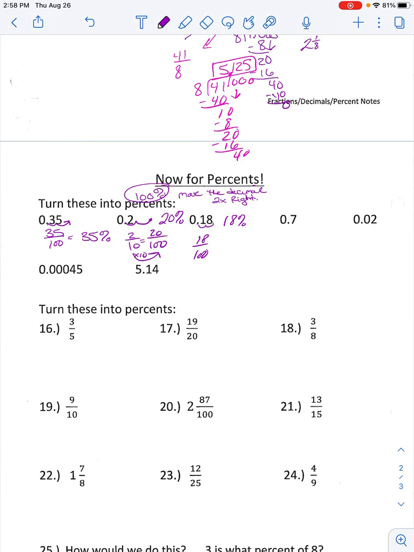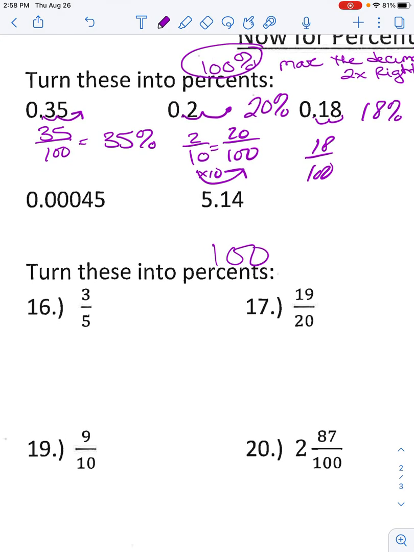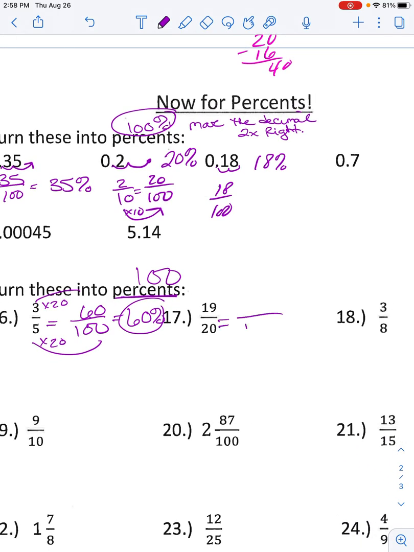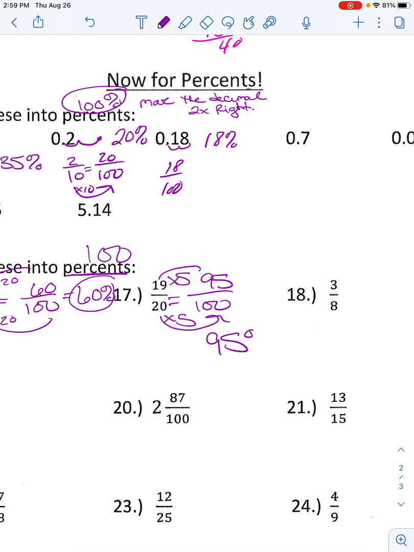Now fractions to a percent. Again, percentages are always out of 100. So for 3/5, if we want to turn this fraction into a percent, we make it out of 100 times 20 gives us 60 out of 100. It wants it as a percent. Anything out of 100, your numerator is your percent, 60%. 19/20, again, we want to make it out of 100. So 95 out of 100 is 95%.